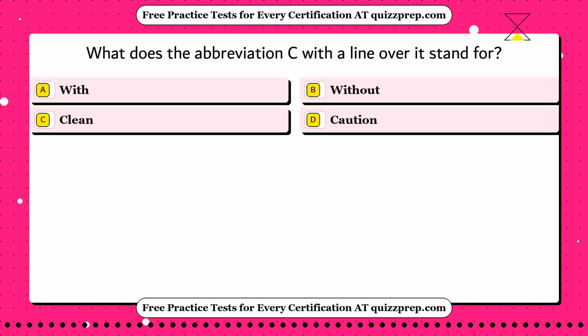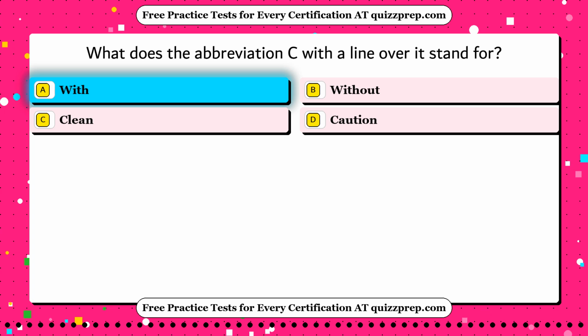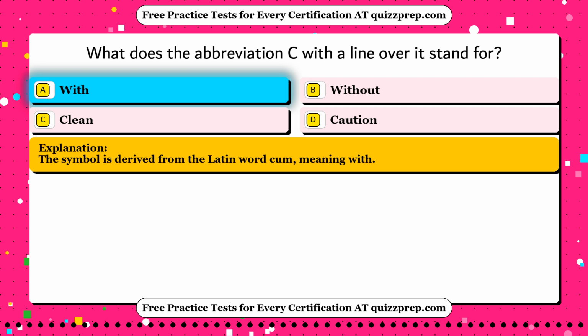Option A, with. Option B, without. Option C, clean. Option D, caution. The correct answer is option A, with. The symbol is derived from the Latin word cum, meaning with.